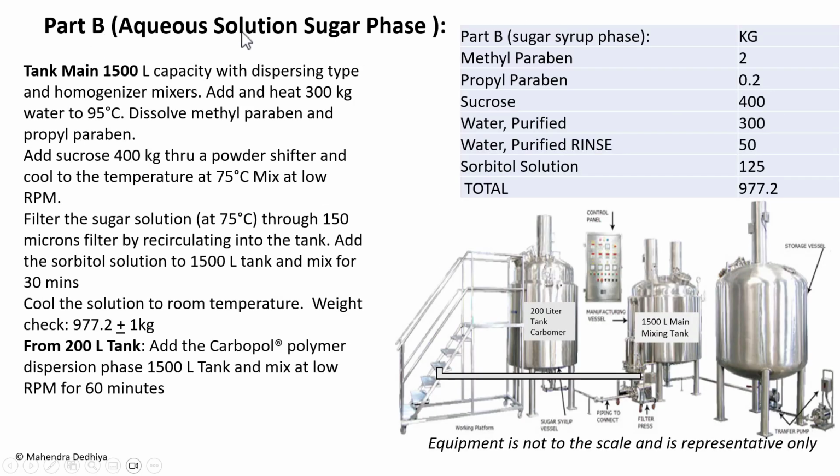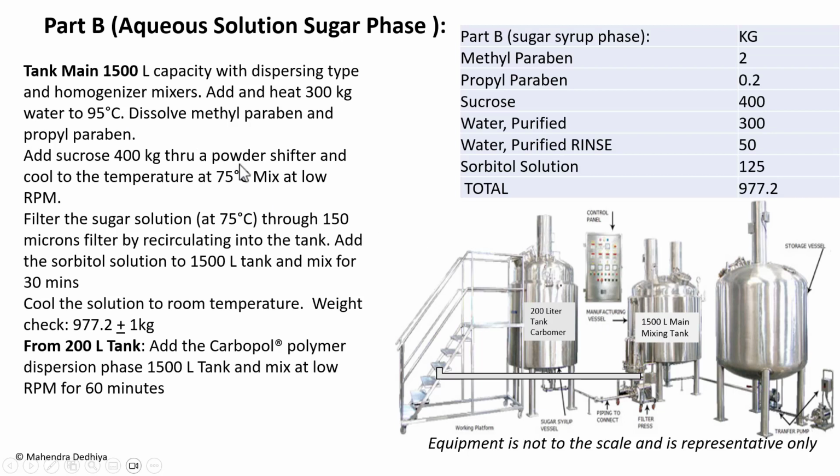Second phase is solution phase. Formula is shown here, contains parabens, sucrose, and sorbitol. This will be done in main mixing tank. The volume of this phase is suitable for 1500 liter tank. 1500 liter capacity with dispersing type dual mixers, homogenizer as well as a propeller mixer to heat water to 95 degrees, dissolve methyl and propylparaben.